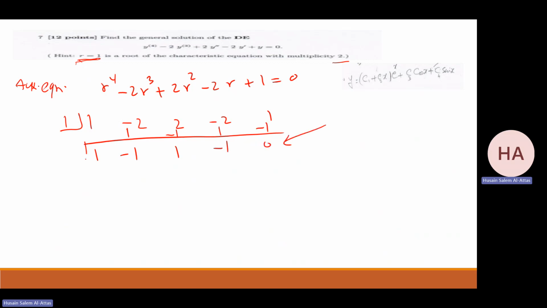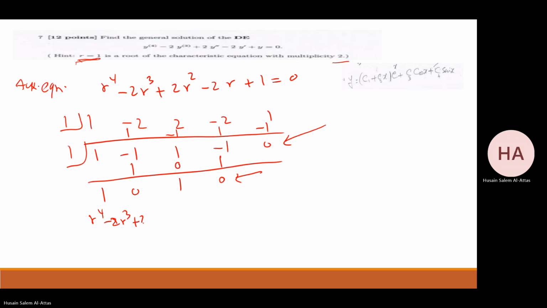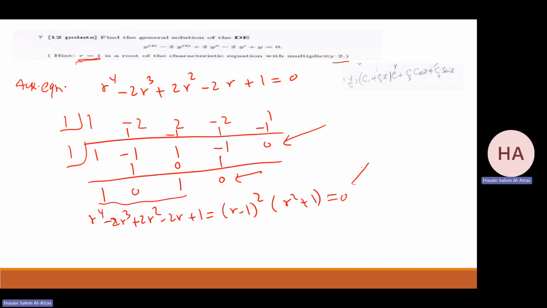That's good. I'll do it again since multiplicity 2. I have 1, 1, 0 times 1. This is 0. This is 1. 1, 0. So this is also good. So what is the remaining? So I have this equation: r minus 1 squared times this equation, which is r squared plus 1, equal to 0. So I have r equal 1 from this one, and from here r equal plus or minus i.